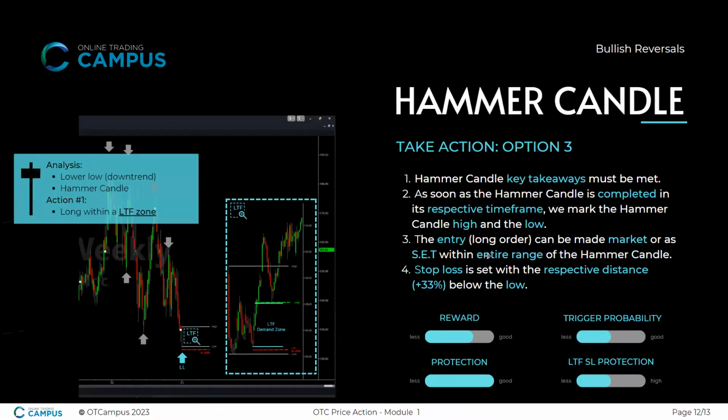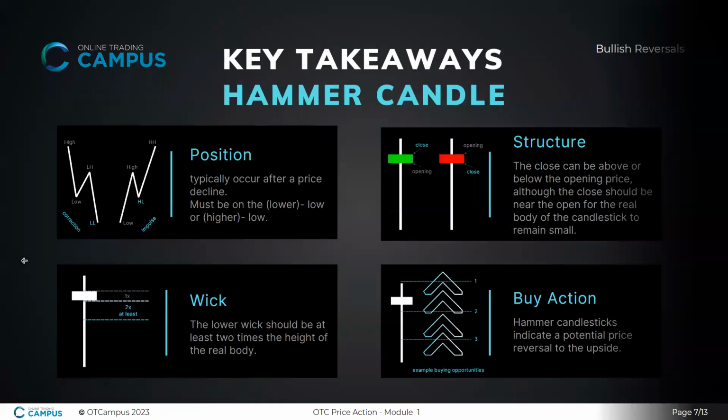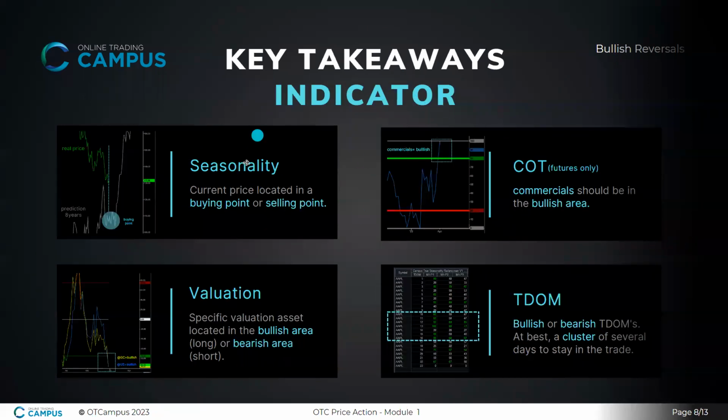Yes, guys, that's everything about the hammer candle theory, right? We talked about option number 1, option number 2, option number 3, how to trade, the pros and cons again, with all the different options. We talked about the hammer candle key takeaways, right? Position, wick, structure, price action, also the indicators, right? Seasonality, valuation, COT, and the trading day of the month.